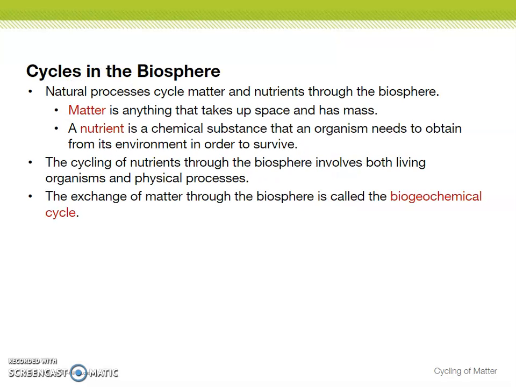Cycles in the biosphere. Natural processes cycle matter and nutrients through the biosphere. Matter is anything that takes up space and has mass. A nutrient is a chemical substance that an organism needs to obtain from its environment in order to survive. The cycling of nutrients through the biosphere involves both living organisms and physical processes. The exchange of matter through the biosphere is called the biogeochemical cycle.